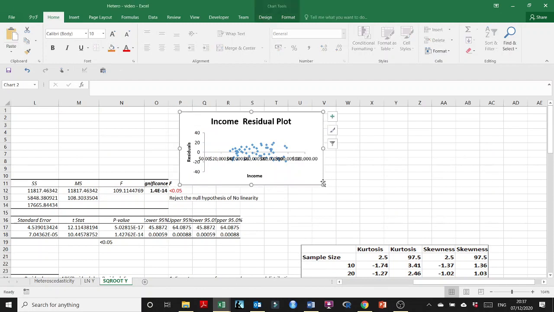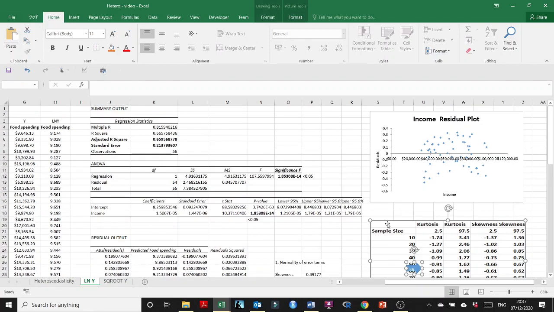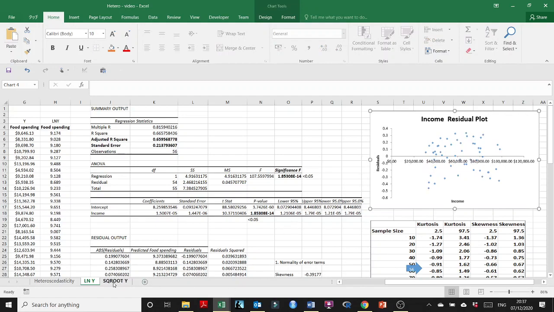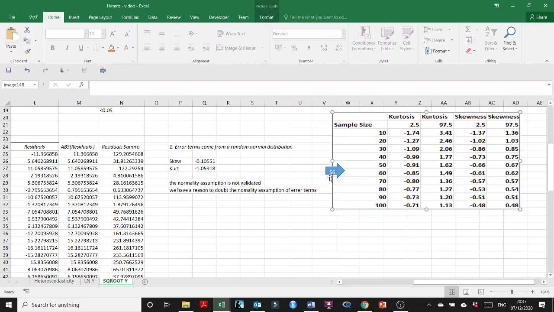Let's take a look here at the residuals. They look random to me though. Over here they looked almost the same. All right, so basically we're not gonna carry on with this transformation.